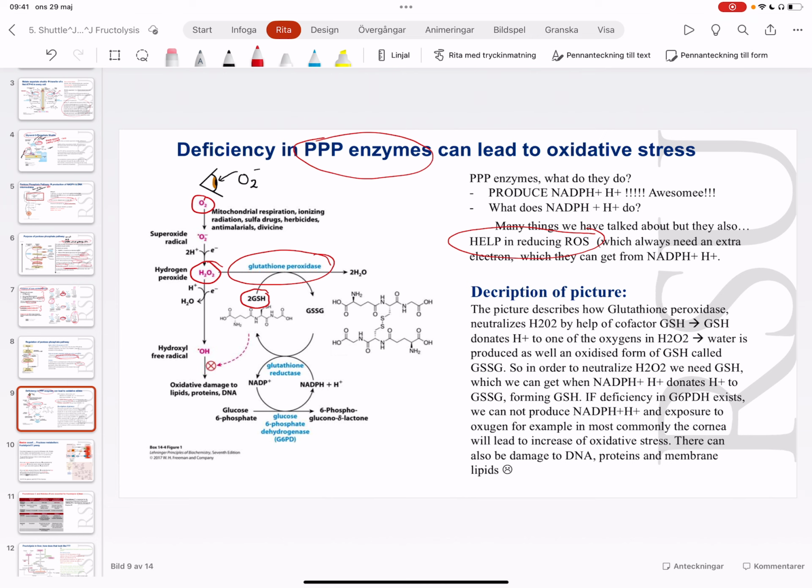So GSH will donate one of its hydrogens to the hydrogen peroxide and produce water. But when that happens, GSH will become GSSG.